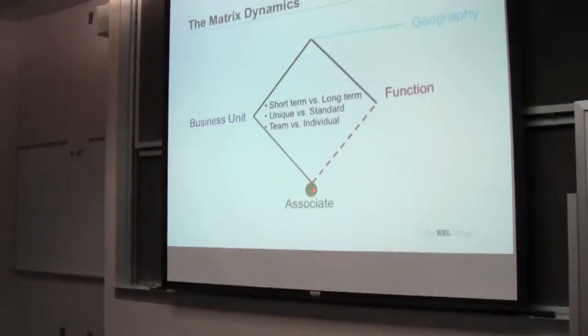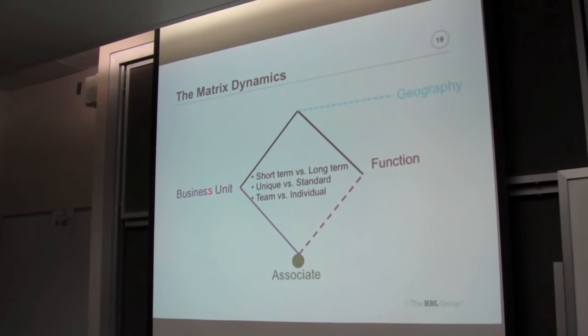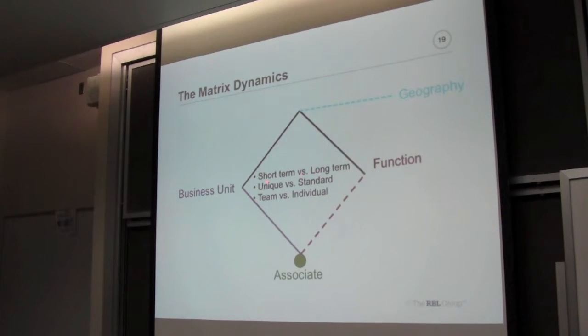So now we're kind of zeroing in on you or I in the matrix, and we've got the business unit, the function, and they're toing and froing, and we've got the geography in there as well. The short term versus long term, the unique versus standard, the team versus the individual, those things that we just talked about. And by the way, Galbraith says, and I think this is very critical, if one side always wins these debates, you do not have a matrix, in spite of what you call it. I don't care what you call it. If one side always wins, you don't have a matrix.